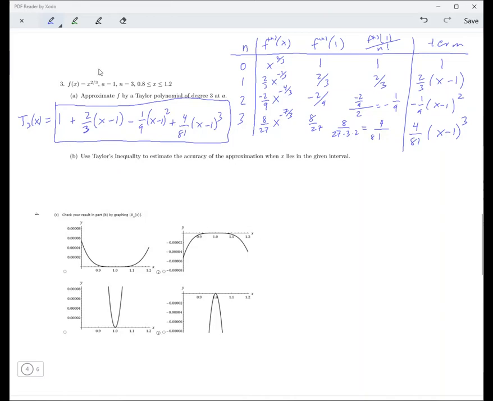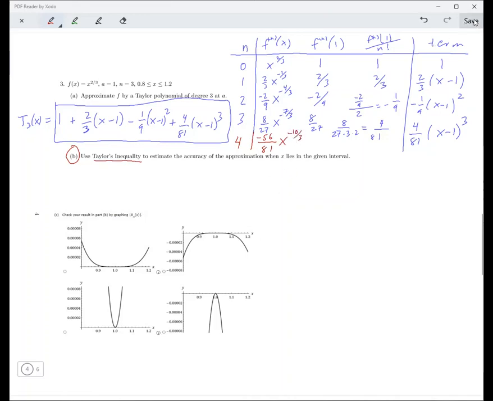Okay, it says use Taylor's inequality to estimate the accuracy of the approximation when x lies in this interval, from 0.8 to 1.2. Taylor's inequality depends on the next term, so we just calculate this term right here. Take another derivative. I got a negative 7/3 coming down. So that's negative 56 over 27 times 3, that's 81. So negative 56 over 81 x to the negative 10/3.